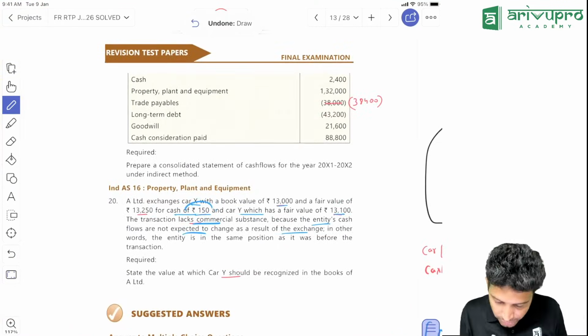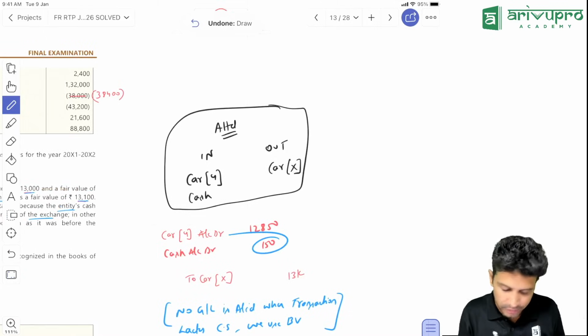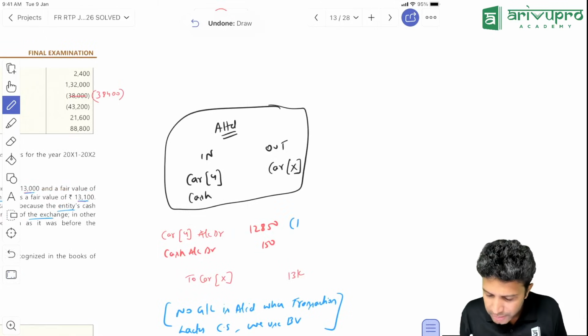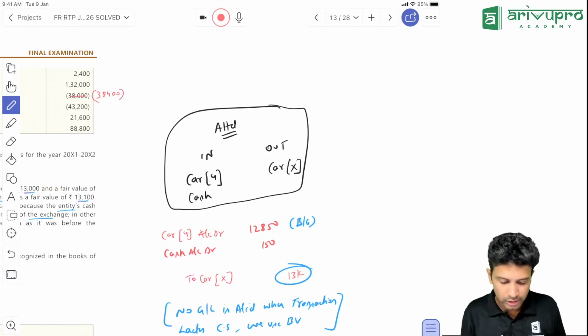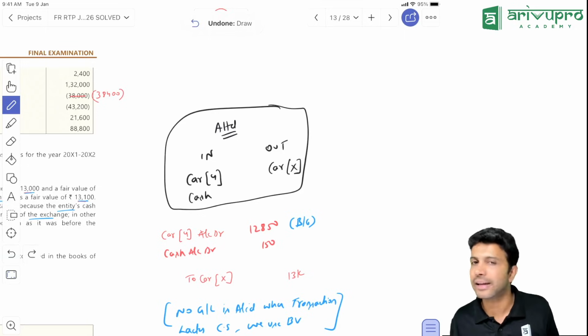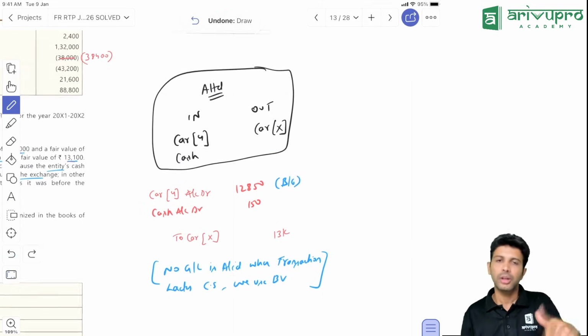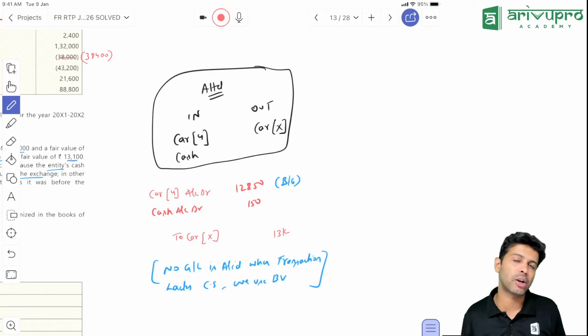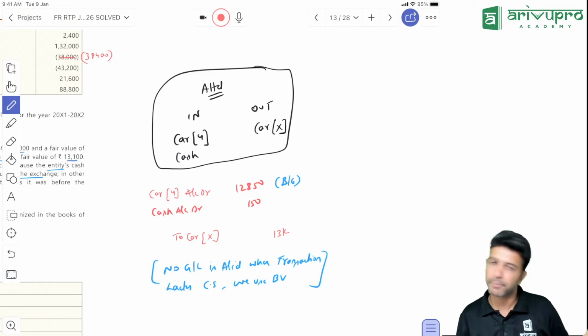Now cash, how much did you get? 150. So debit cash by 150. Car Y you debit as a balancing figure. That's all. If you reduce 150 from 13,000, you'll get 12,850. This way, you'll not get any gain or loss. If you are using fair value, you will get some balancing figure, which will be the gain or loss on exchange, transferred to SPL. Okay, that we have done.